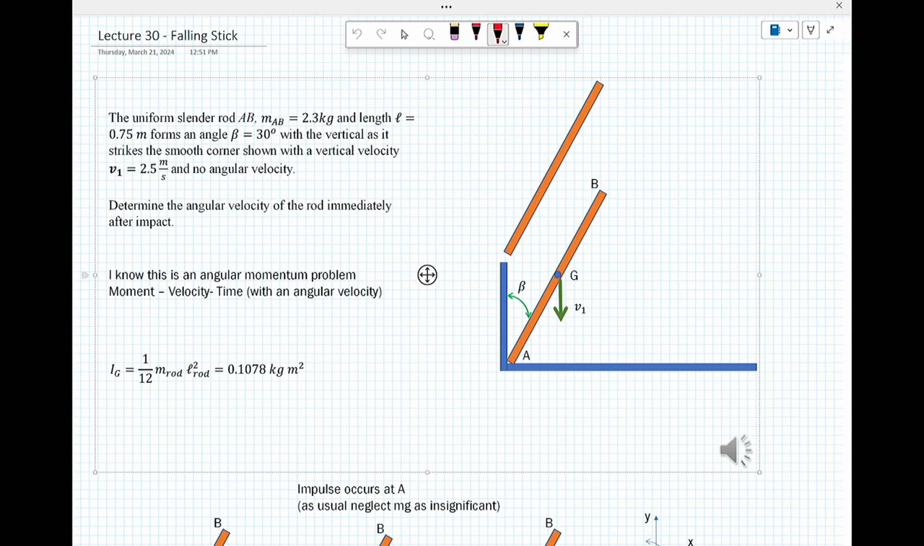And that value is going to be given as 0.1078 kilogram meters squared. Don't we also have to consider the actual collision with the corner? I haven't done anything yet. This is just the beginning. But then wouldn't you consider the mass of the whole thing?